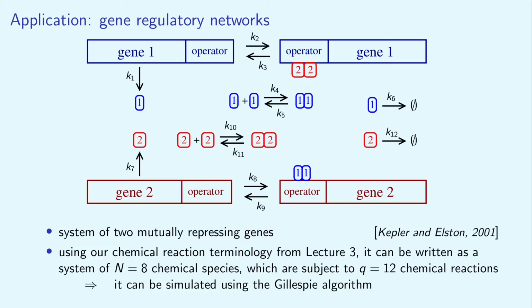In this example, I have two genes. I will call them gene 1 and gene 2. These genes can be expressed and make the corresponding proteins, which I have denoted as protein 1 and protein 2. They are pictured here schematically as these circled numbers.